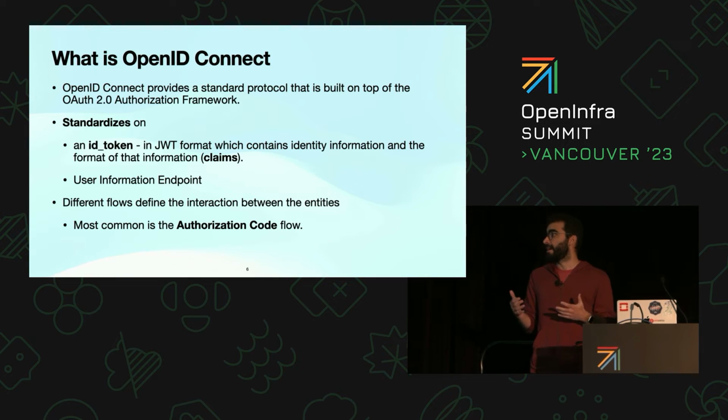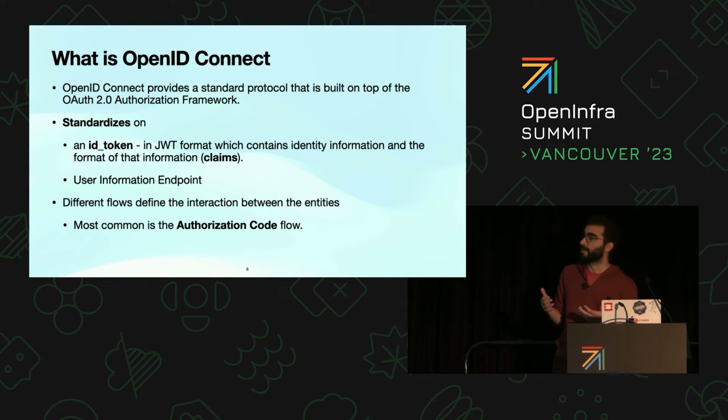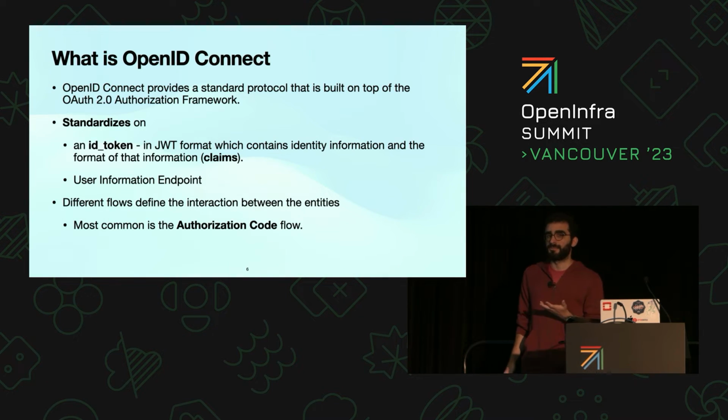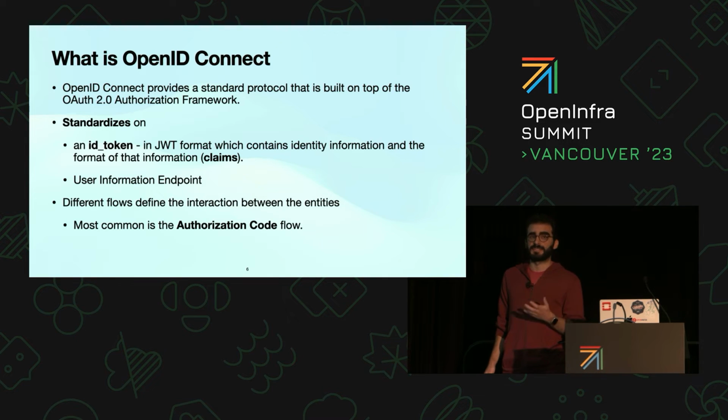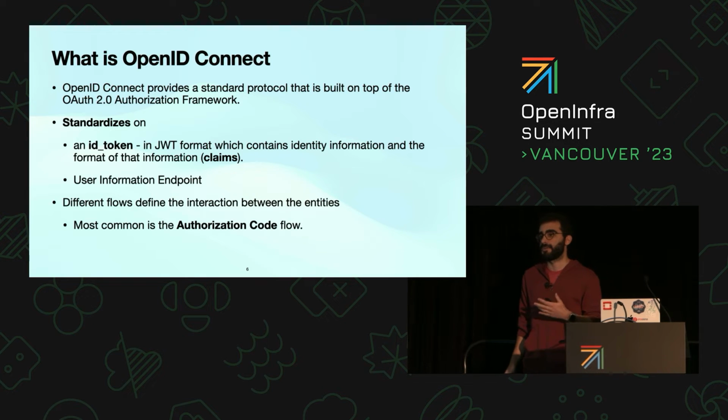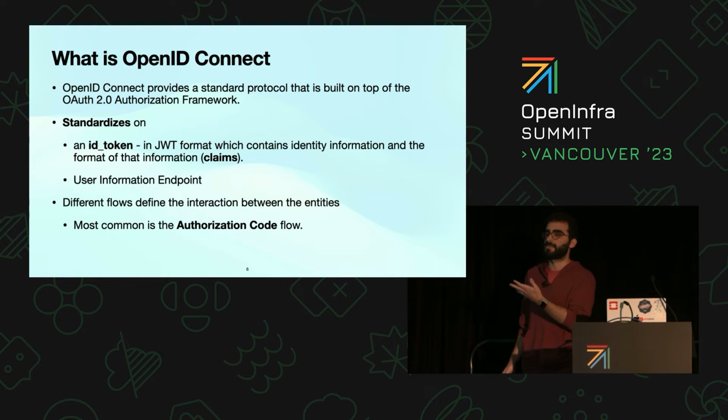So OpenID Connect standardizes on an ID token, which is in a JSON Web Token format. It contains the identity information of the user, and it standardizes on the format that the identity information of the users is going to be contained in that token. It also provides a user information endpoint, which services can query with the user's token to get this representation of the user if they only have access to the access token, which is what OAuth by itself provides, rather than the ID token as well.